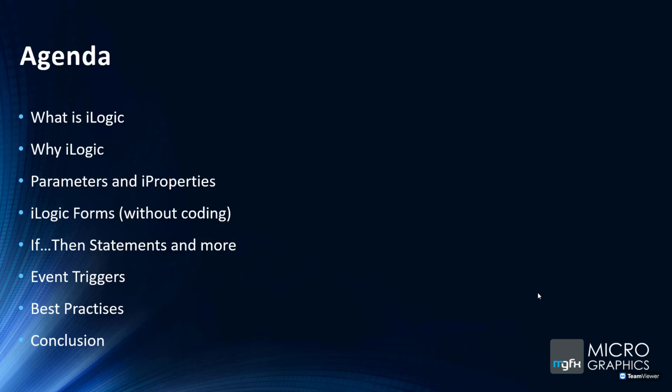Okay, so the agenda for today. We're going to go through what is iLogic and why iLogic. If you haven't done iLogic before, we'll go through why we use iLogic and what the reasons are for using it. Then, to start doing iLogic, we need to understand what parameters and iProperties are, and how we can use them to drive models and get information out of models. Then you've got your iLogic forms, that's the without coding part. You'll see how quick and easy it is to use what you've created already. Forms are part of iLogic, and you don't have to do any coding. Then if-then statements and more, event triggers, and then some best practices at the end of the show, and a conclusion.